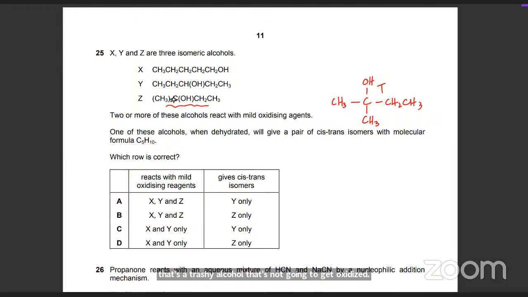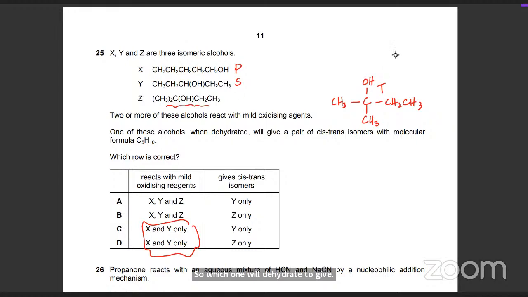So X and Y, what is X? Is it primary or secondary? Primary. What about this one? Secondary. So X and Y only react. Now which one will dehydrate to give cis and trans isomers? There's only one that gives cis and trans isomers.